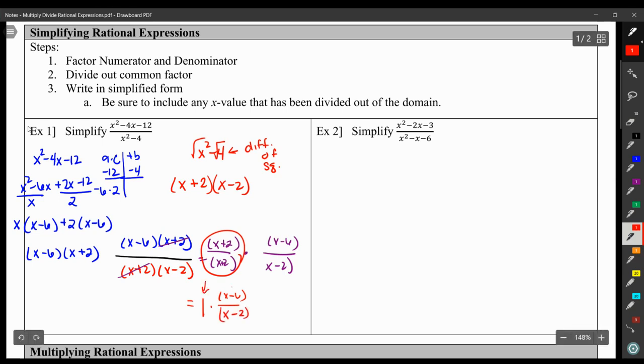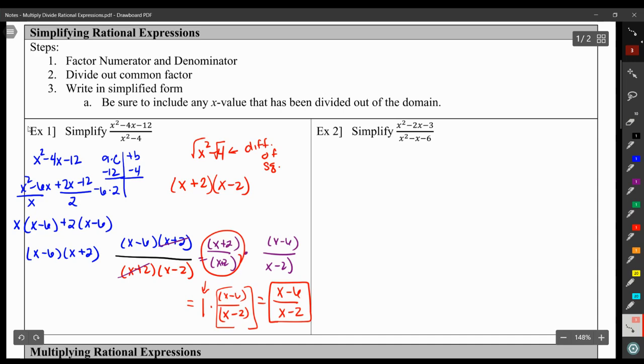Well, 1 times anything is still just that thing, which is why it's easier for us to say that the x plus 2 cancels, but this is really the math that's happening behind the scenes. x plus 2 divided by itself is simply a 1, and if I do 1 times anything, it's just whatever's left over.